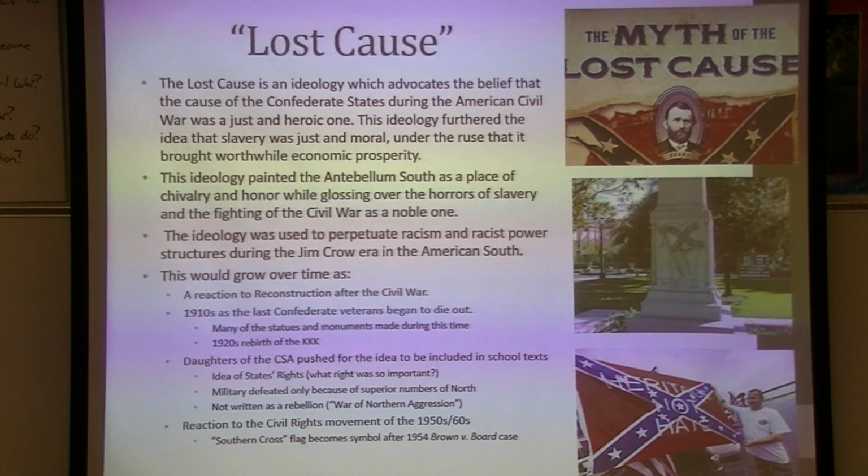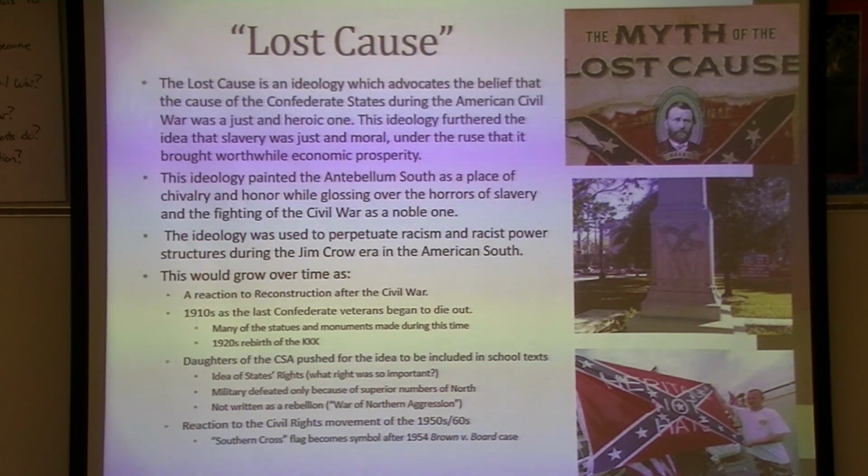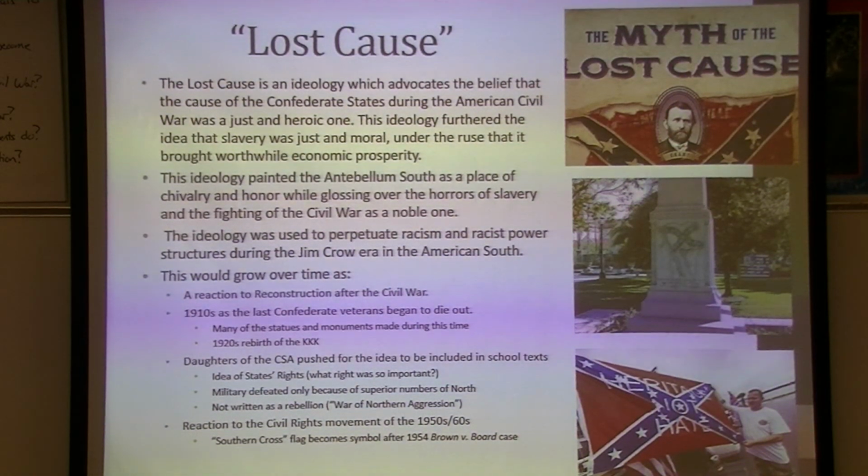All right, I have a couple little things here at the end. One thing that we'll come back to when we get to Reconstruction is the Lost Cause. Now, my family is an old Florida family. We have been in Florida since before it was a state. A lot of things happened there, and I know this is a lot of writing here, but it is an ideology which advocates the belief that the cause of the Confederate States during the Civil War was a just and heroic one. This is one where they praise their leaders, their chivalry, and what they were fighting for. It will basically whitewash the idea of slavery and racism.